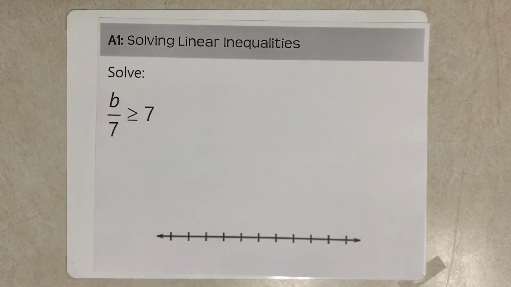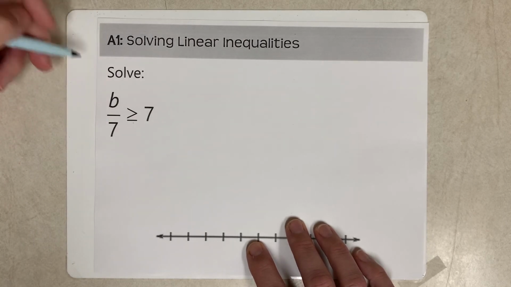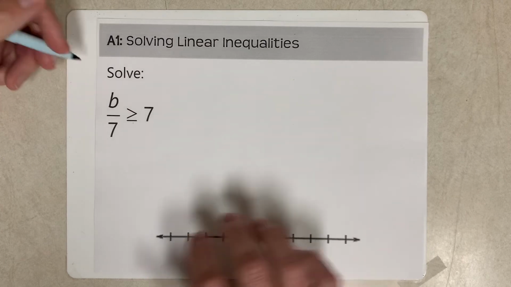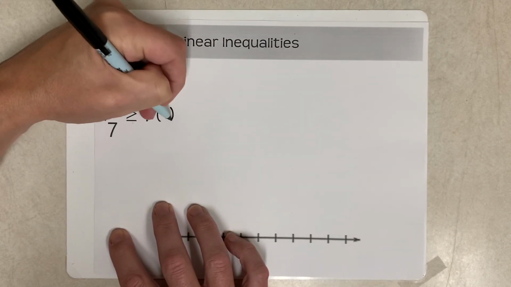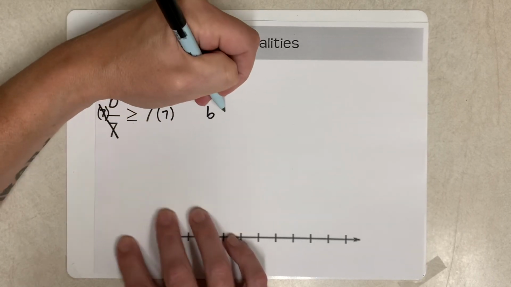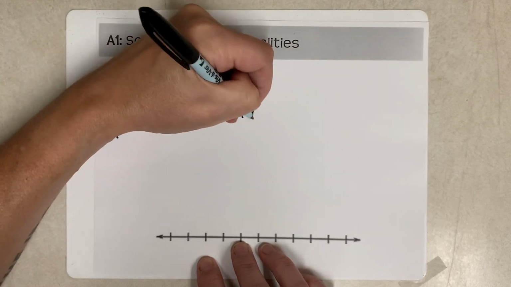All right, this one right here, we've got b over 7. And so these types of things are going to just start looking like equations. Like how would you get b by itself? Well, what I would do is I would multiply both sides by 7, because 7 over 7 is 1. And I now have b is greater than or equal to 7 times 7 is 49.